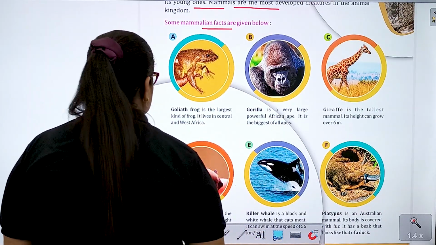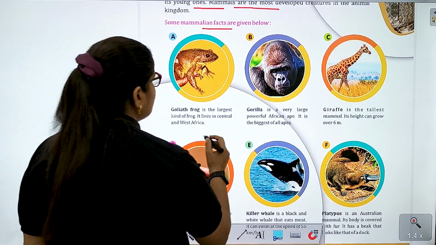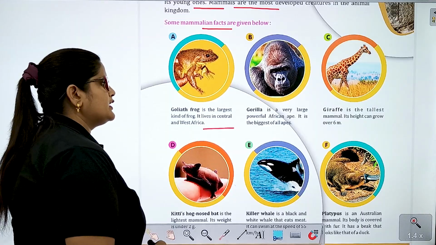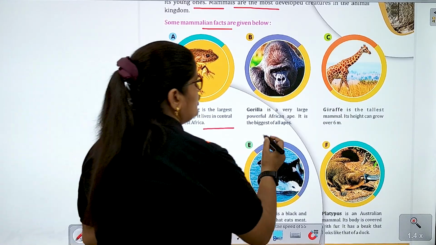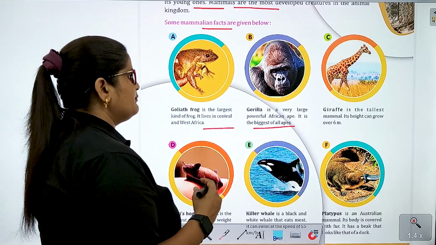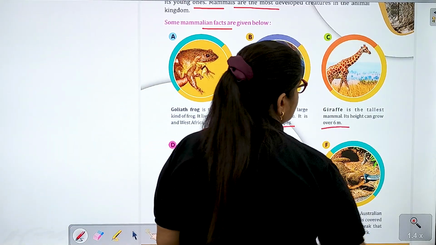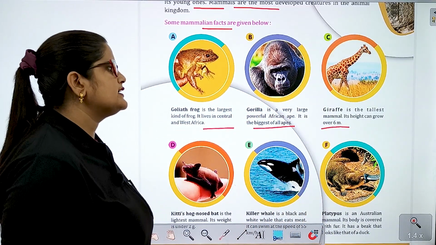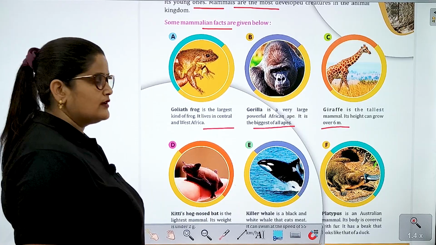Let's read the chapter. Goliath frog is the largest kind of frog. It lives in Central and West Africa. Gorilla is a very large, powerful African ape. It is the biggest of all apes. Giraffe is the tallest mammal. Its height can grow over 6 meters.